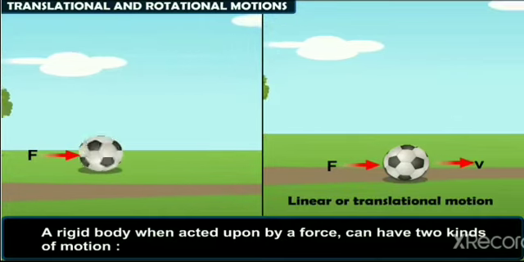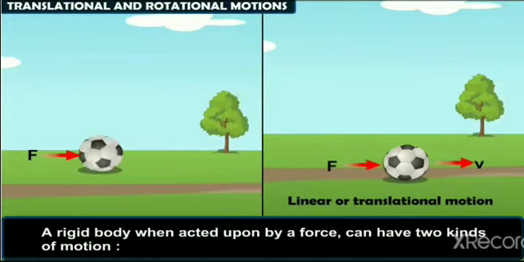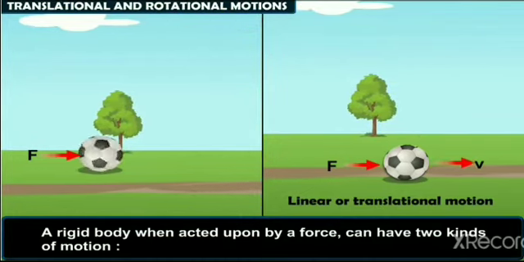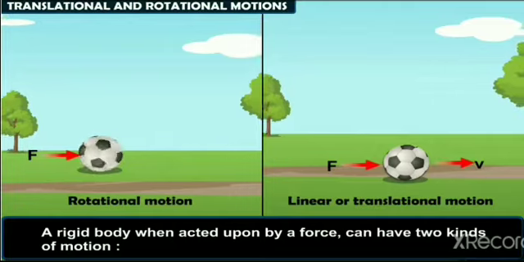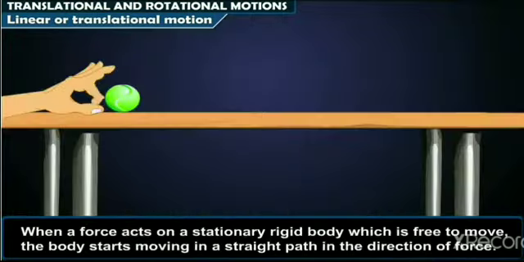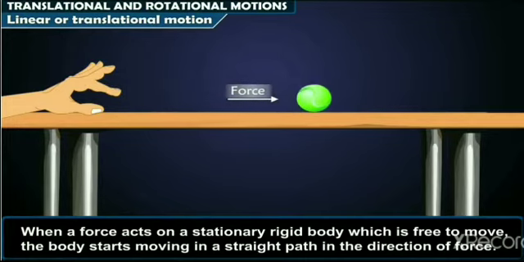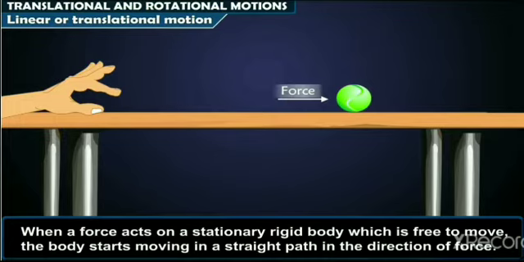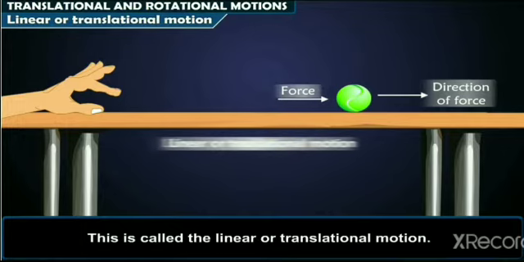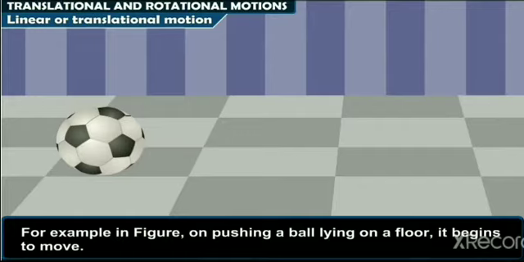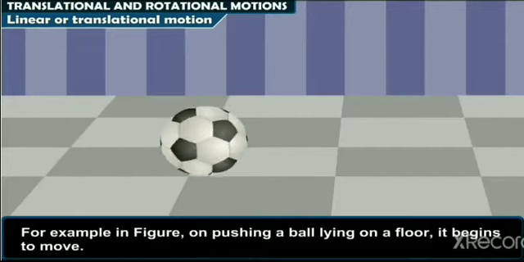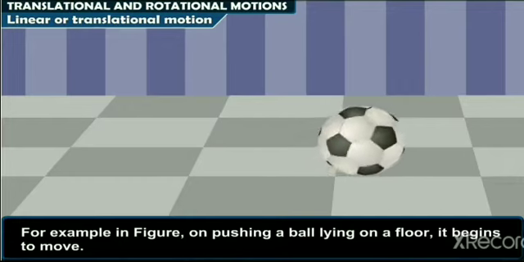1. Linear or translational motion, and 2. Rotational motion. 1. Linear or translational motion. When a force acts on a stationary rigid body which is free to move, the body starts moving in a straight path in the direction of force. This is called the linear or translational motion. For example, in figure, on pushing a ball lying on a floor, it begins to move.